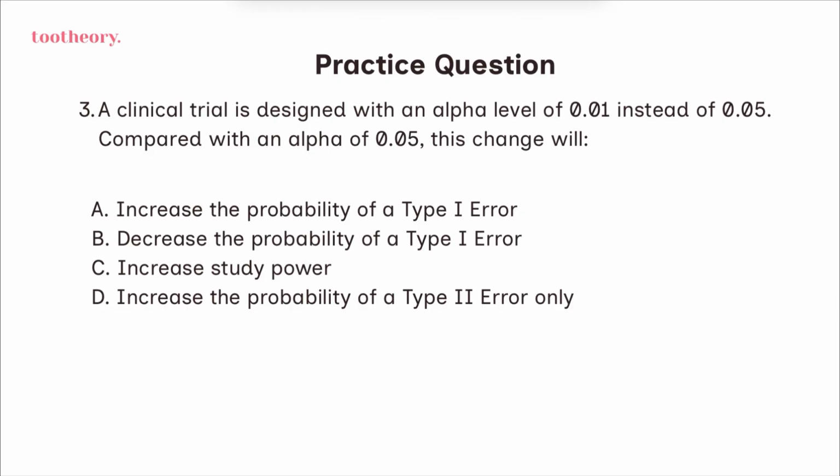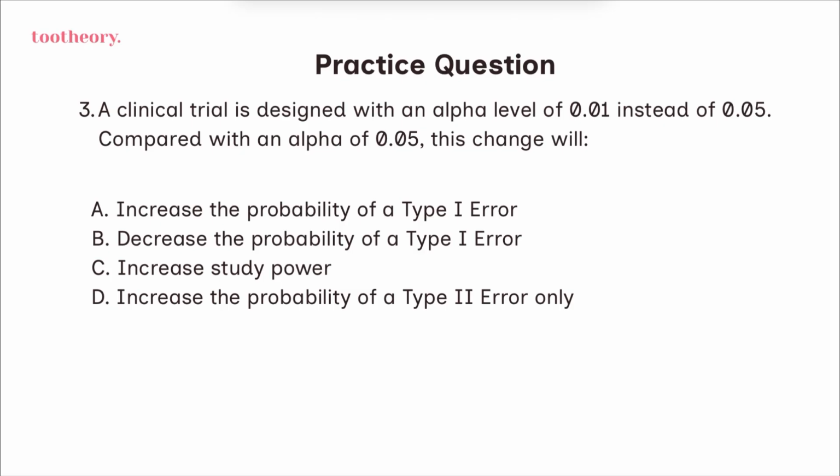This question is about alpha. So the third question says, a clinical trial is designed with an alpha level of 0.01 instead of 0.05. Compared with an alpha level of 0.05, this change will increase the probability of a type 1 error, decrease the probability of a type 1 error, increase the power of the study or increase the probability of type 2 error only.